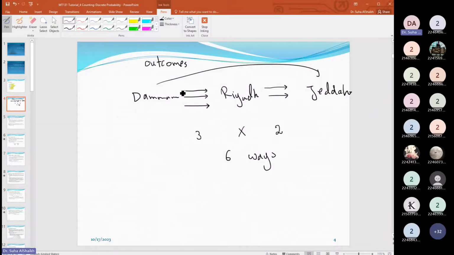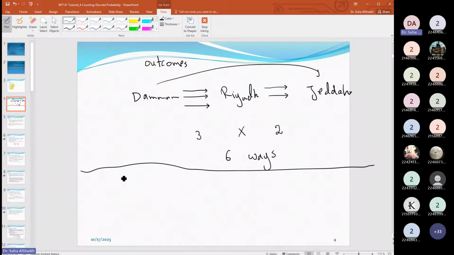I can travel, for example, by car, then by airplane. I can travel by airplane and then by airplane. I can travel by train, then by airplane, and so on. So how many different ways do I have to do that? I have 6 different ways to do that. So whenever we have successive operations, we do a multiplication.